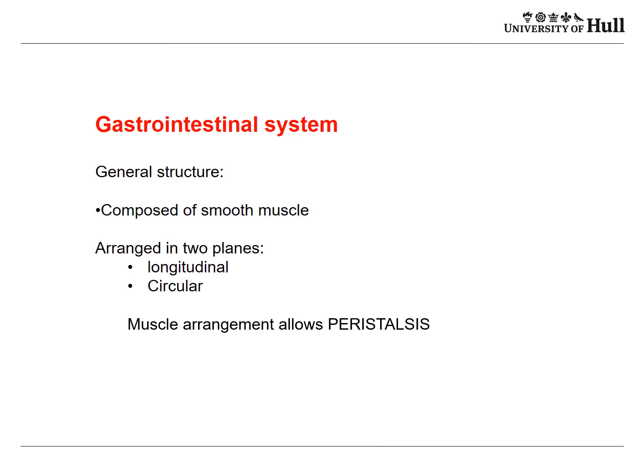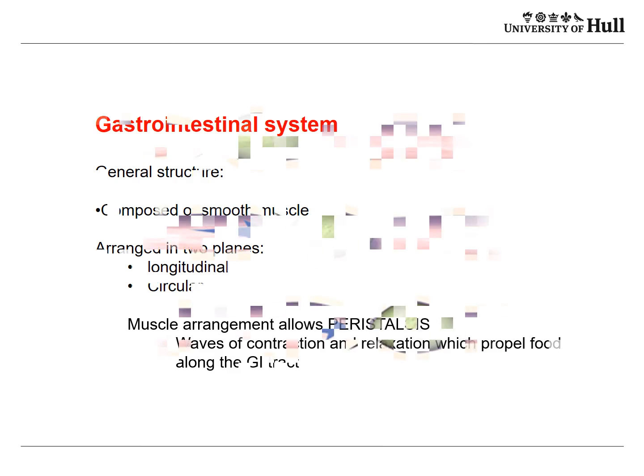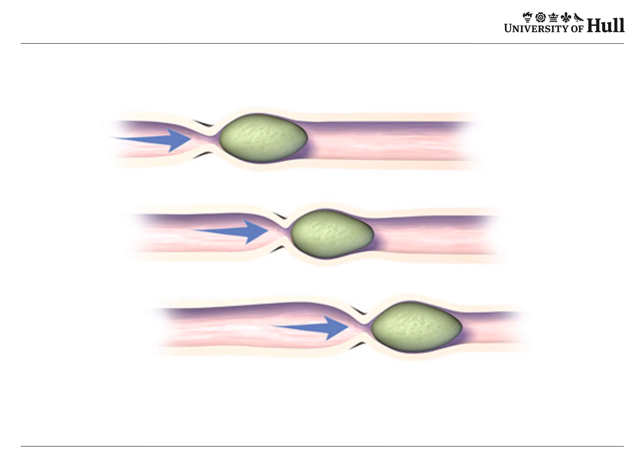The arrangement of muscles in the gastrointestinal system allows a specific movement called peristalsis. Peristalsis is defined as waves of contraction and relaxation which propel food along the gastrointestinal tract. And this diagram shows peristalsis.